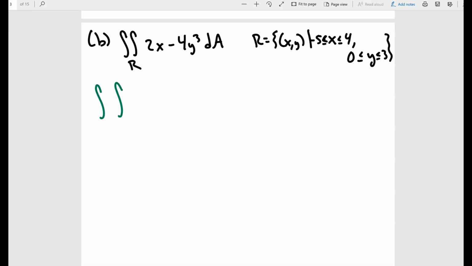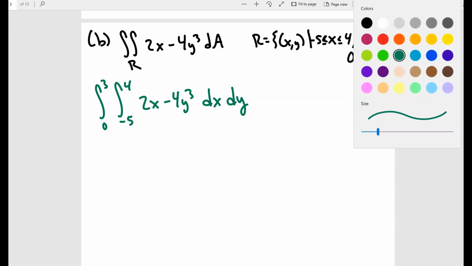So on the inside, I'm going to put the limits of integration of x, -5 to 4. And on the outside, I'm going to have the limits of integration of y, 0 to 3. The function stays the same, 2x minus 4y cubed. The inside integral is for the values of x, so this is going to be dx. The outside integral is going to be with y, so this is going to be dy. Okay, so x and then y.